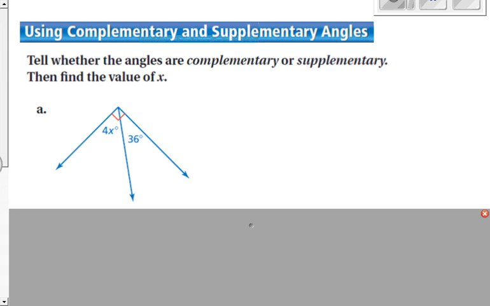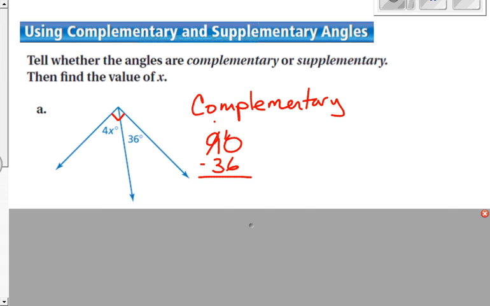Our next says, using complementary and supplementary angles, tell whether the angles are complementary or supplementary. Then find the value of x. As you can see, there's this red box right here, so that automatically tells us that it's complementary. And we know complementary has to equal 90 degrees. So what we can do is 90 minus 36, subtract, and we get 54 degrees. So we know that this has to equal 54 degrees.